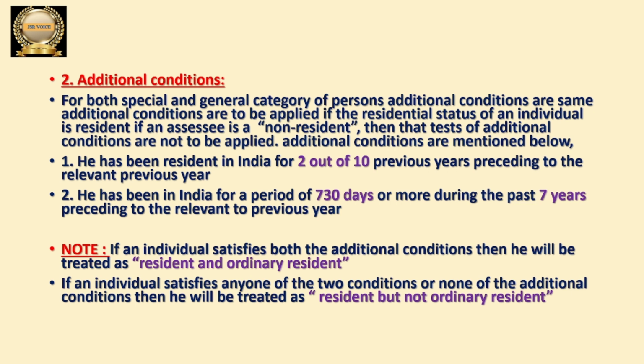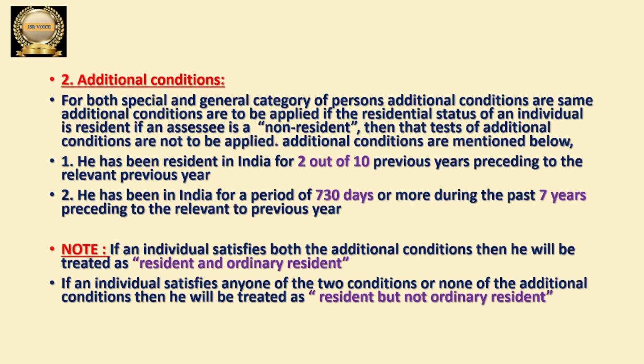Okay, so I'll repeat this once again. If an individual is satisfying both additional conditions, the first one and the second one, then we can treat him as a resident and ordinary resident. If he is satisfying any one additional condition or none, meaning he is not satisfying anything, then we can treat him as a resident but not ordinary resident.